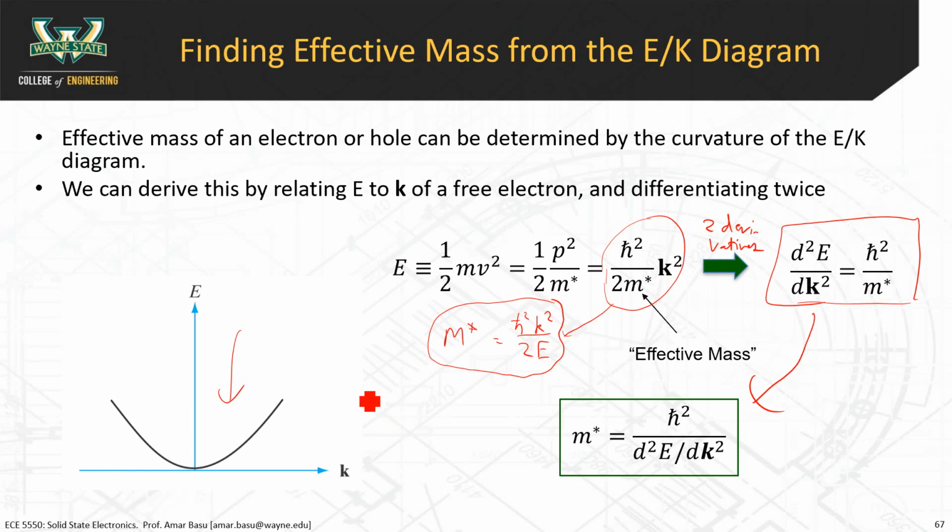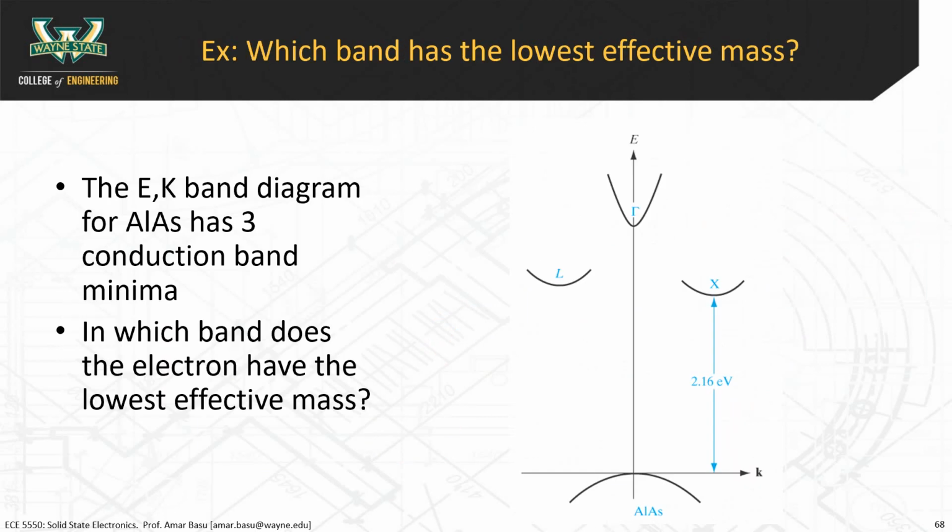Which particle here is going to have a larger effective mass? I think that's on this one. The E versus k diagram for aluminum arsenide has 3 conduction band minima. In which band does the electron have the lowest effective mass? Think about this for a minute and then give me your answer. So what this is showing is E versus k, and these are different minima of the energy band diagram.